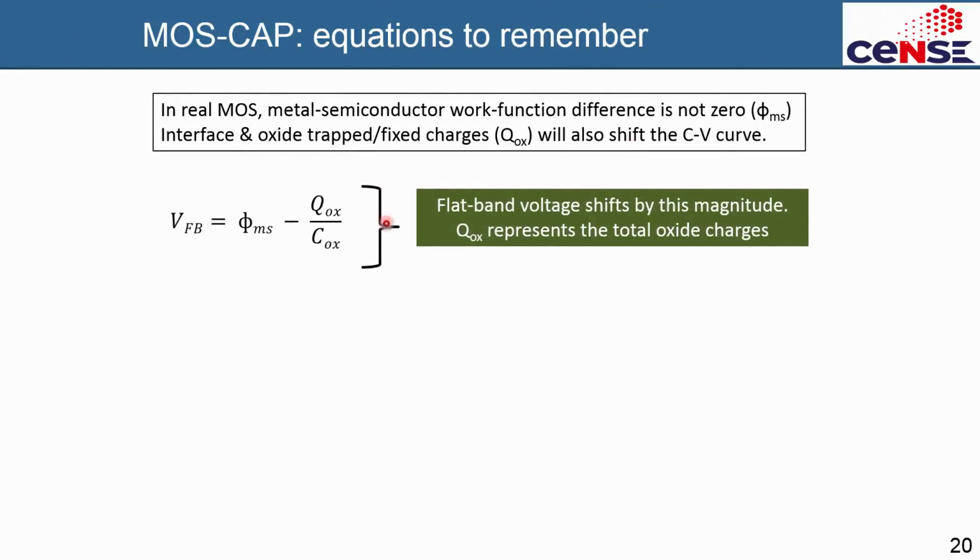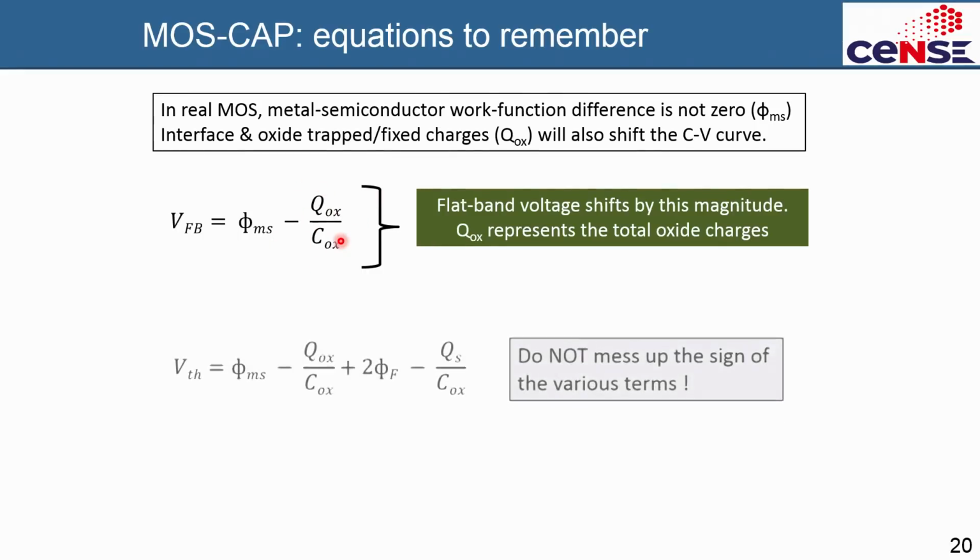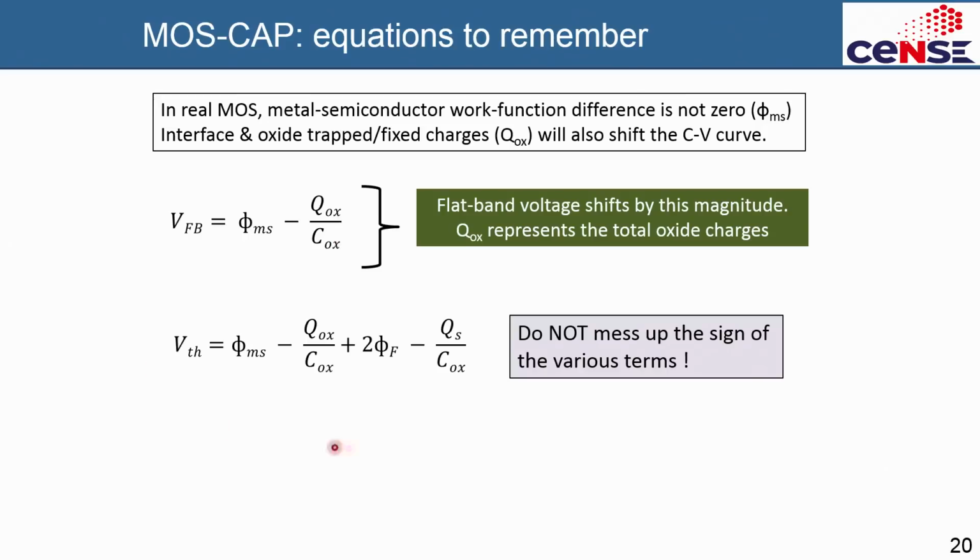So this flat band voltage, which was ideally 0 in an ideal situation, will actually get shifted by the difference of the metal semiconductor work function, and also because of the positive fixed charges that are there in the oxide. So the total threshold voltage now will be looking like this.